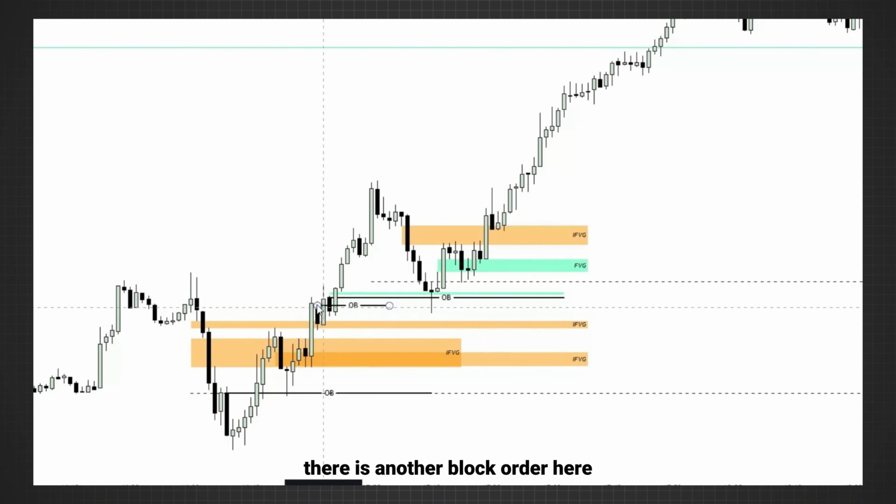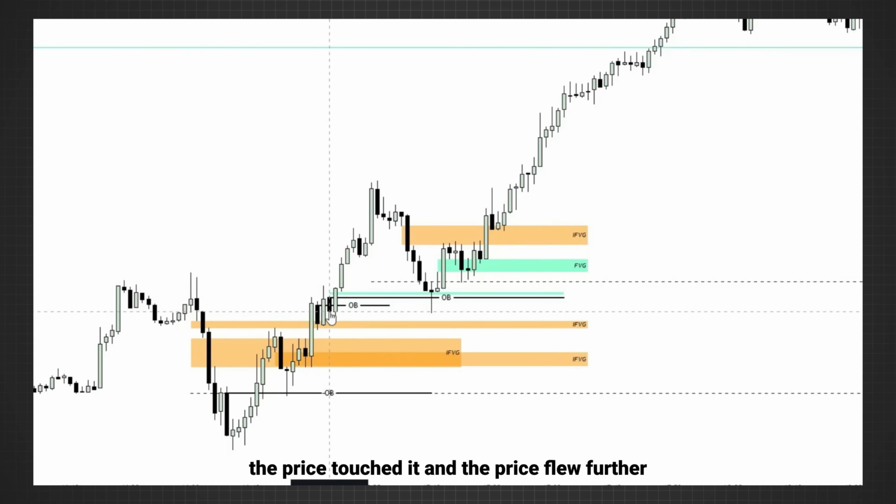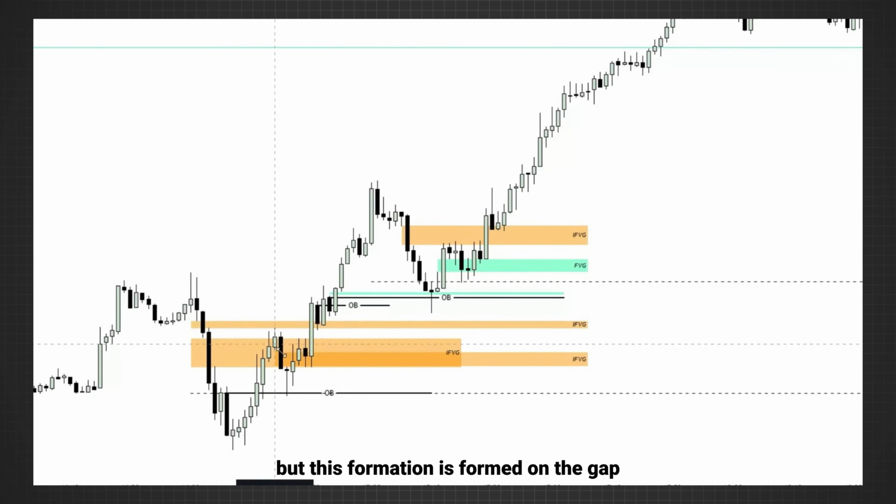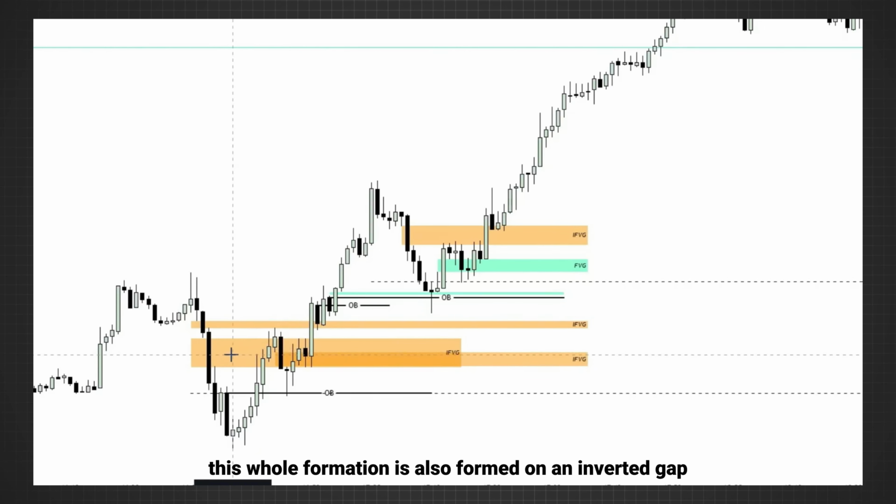There is another order block here. It was broken upwards. It became valid. The price touched it, and the price flew further. But this formation is formed on the gap. This whole formation is also formed on an inverted gap.